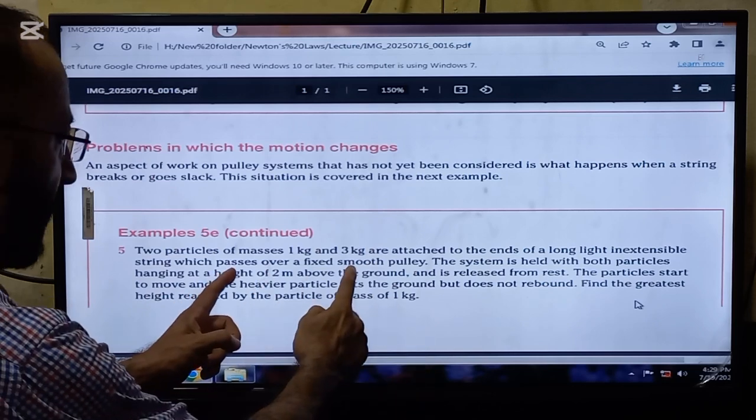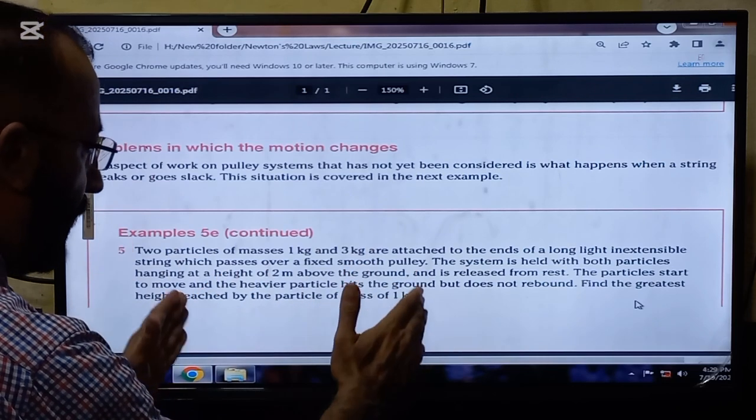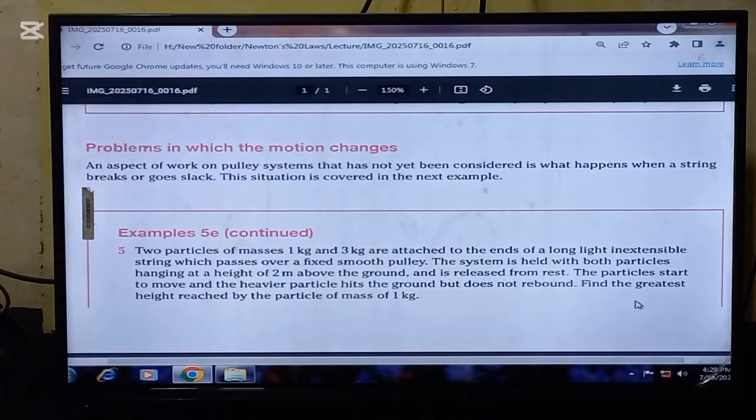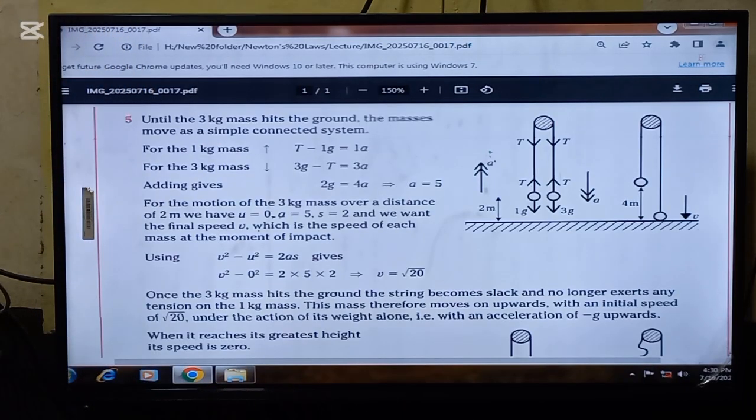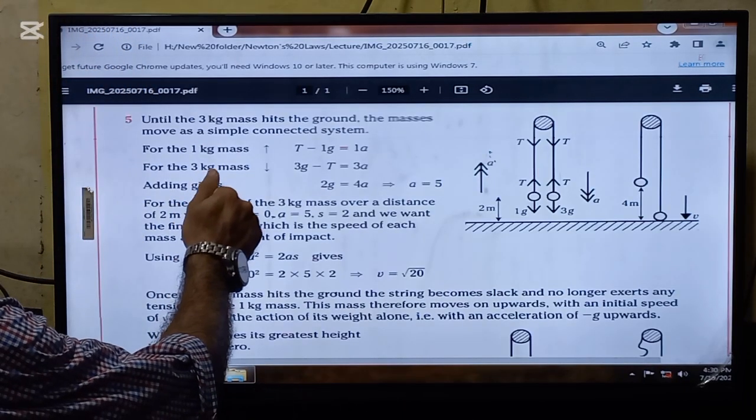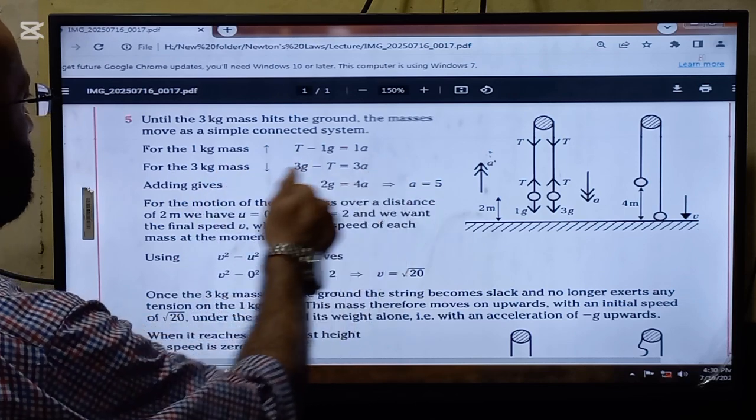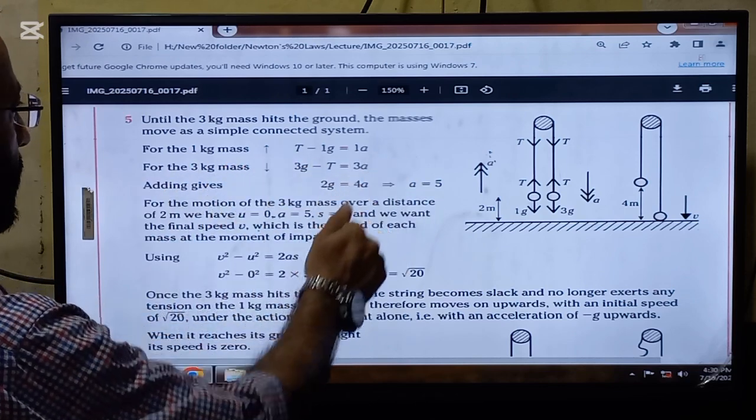So two particles of 1 and 3 kg are hanging. Okay, now we are going to solve it. So look now, here is the solution. Until the 3 kg mass hits the ground, the masses move as a simple connected system.